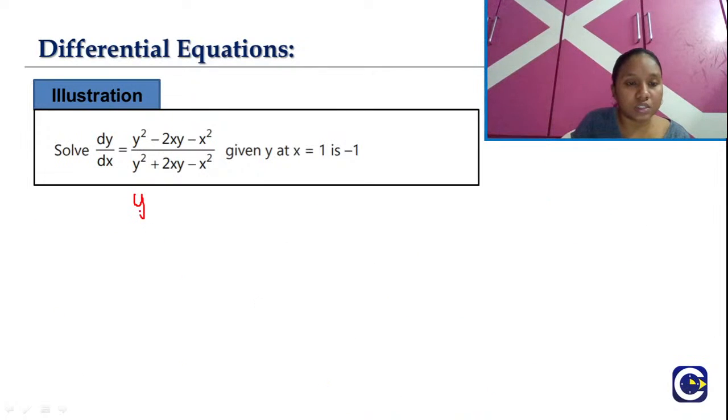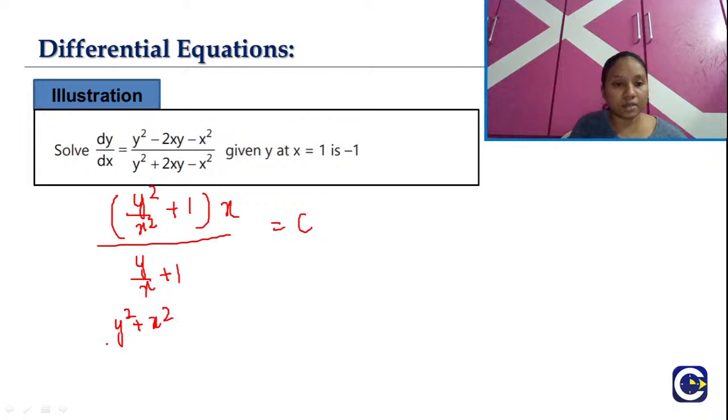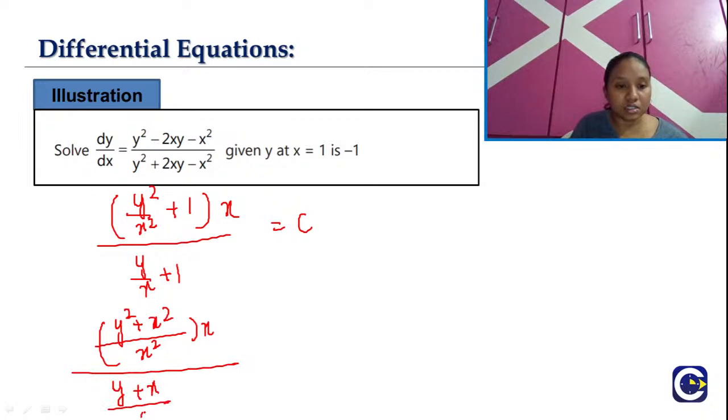So v square, that is y square by x square plus 1, divided by v plus 1, that is y by x plus 1. Here we are having dx into x is equal to constant c. So now let's take the LCM. So it will become y square plus x square in the denominator x square into x here, divided by y plus x here x, right?